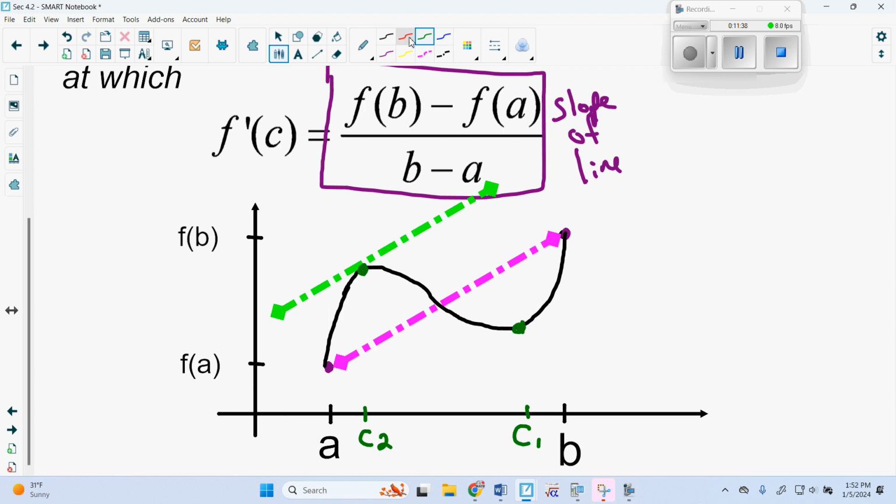Now, you may have only one. Your graph may go like this and come like this. And in that case, you may only have one. But it's possible to have more. And if you have a crazy graph, you may have more than that.